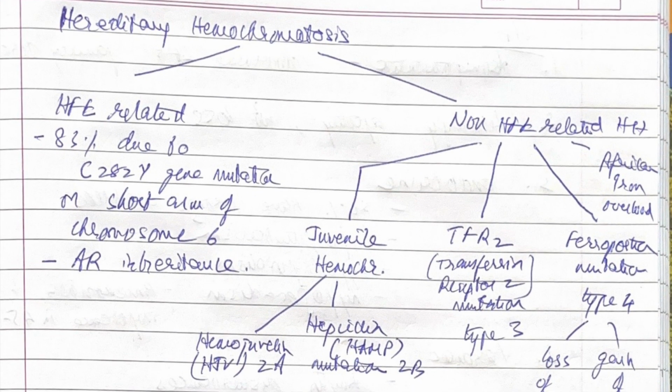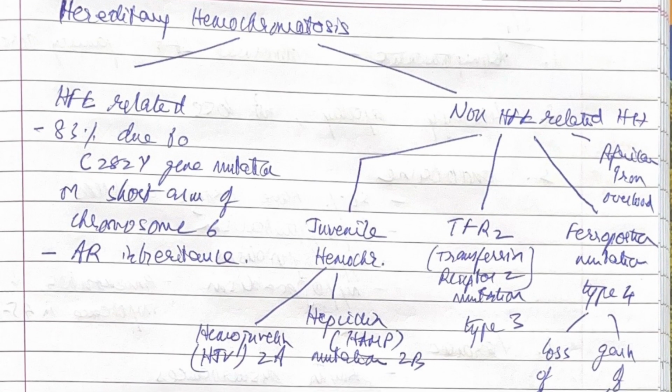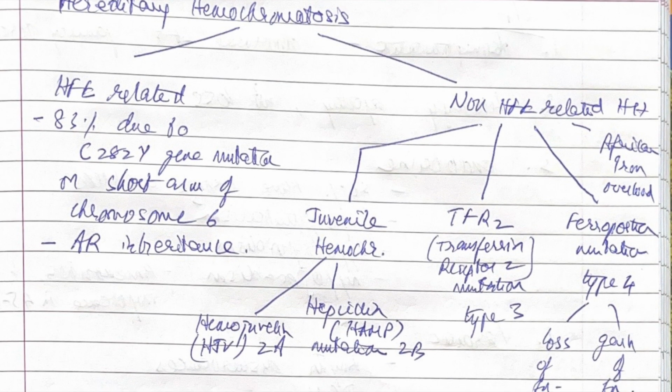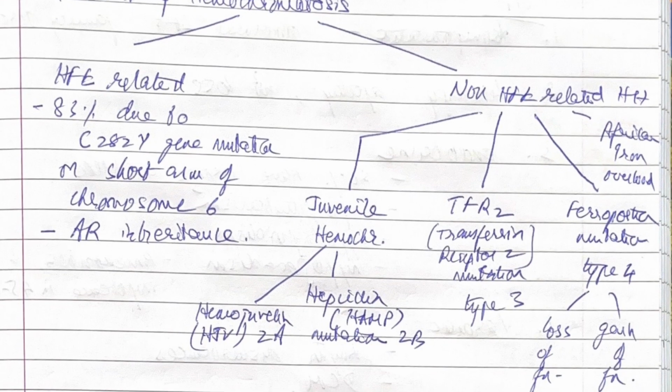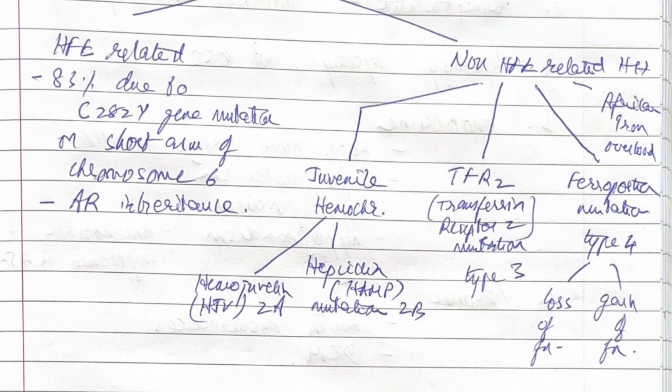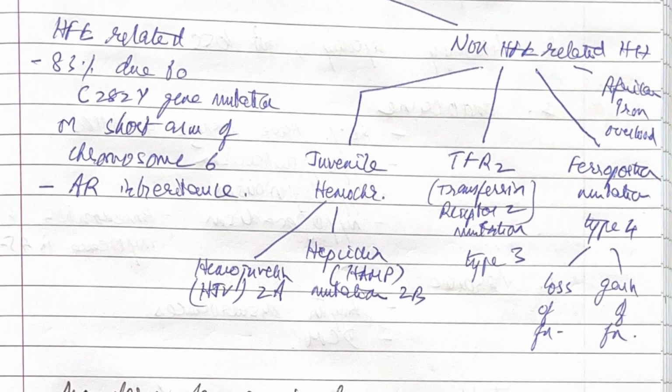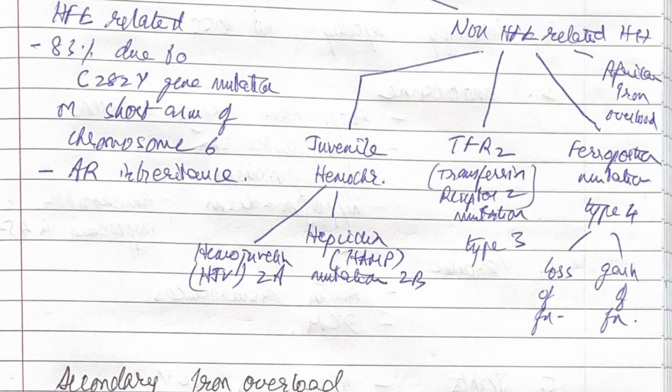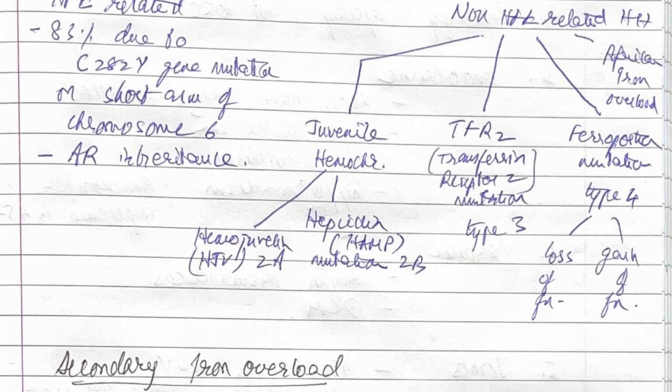Hemochromatosis, which is hereditary, is of two types: HFE related and the non-HFE related. HFE related, 83% of cases are due to C282Y gene mutation, which is on the short arm of chromosome 6. It is autosomal recessive in inheritance.